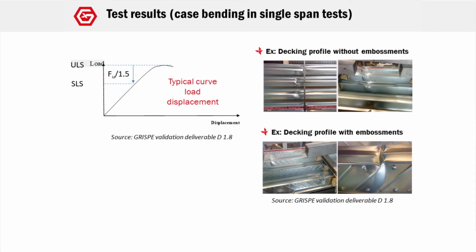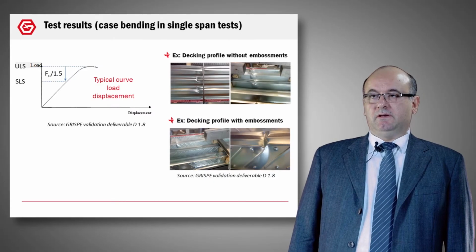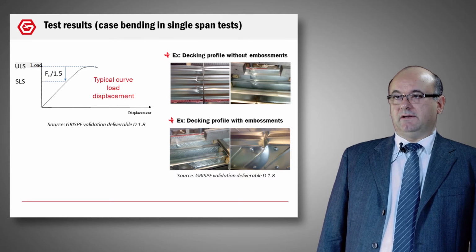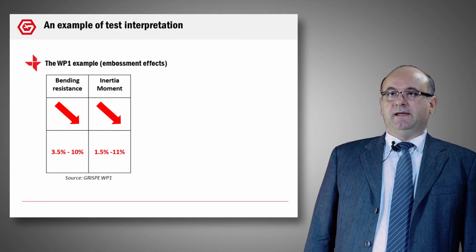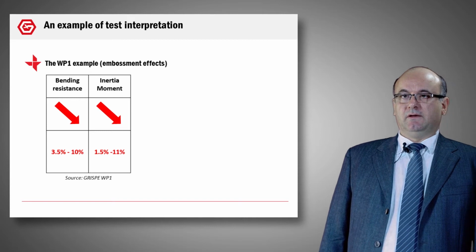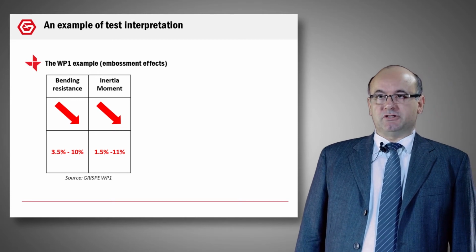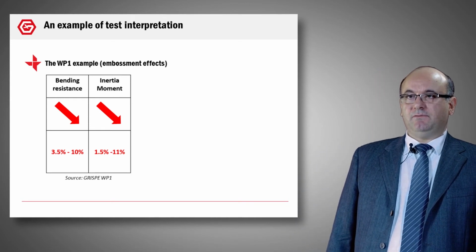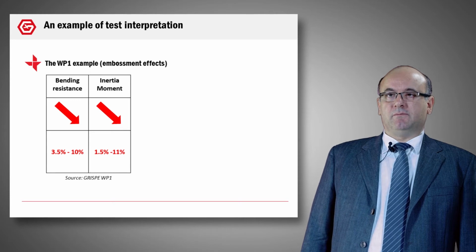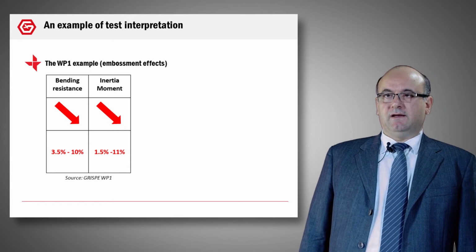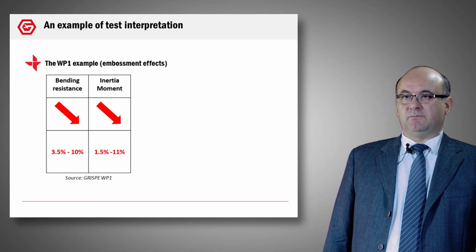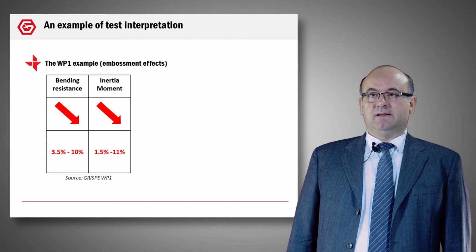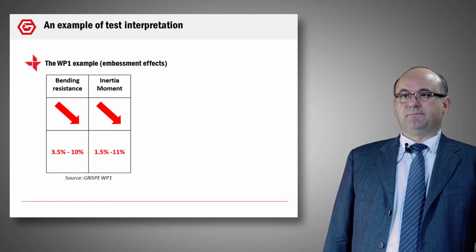On the right, you can see some examples of buckling, and two cases here, the profile without embossment and the profile with embossment. In both cases, we can see that we have a local buckling in span. Now some examples of test interpretation. For example, in the WP1 of the European project GRISP, where we studied this profile with and without embossment, we can see that if we add an embossment, we have a reduction of the bending resistance, a decrease of 10%, and a decrease of the inertia moment of 11%. So adding embossment decreases the strength capacity of a profile.